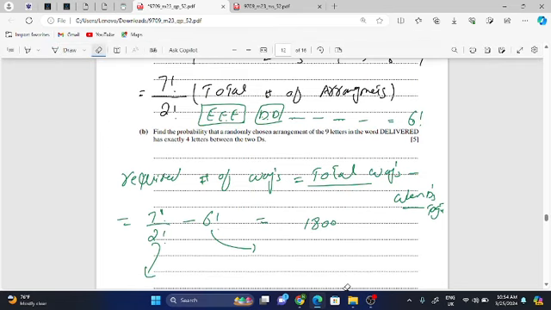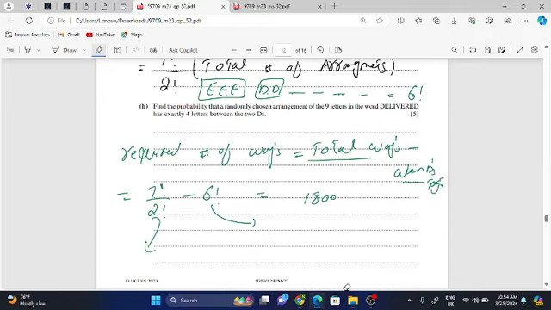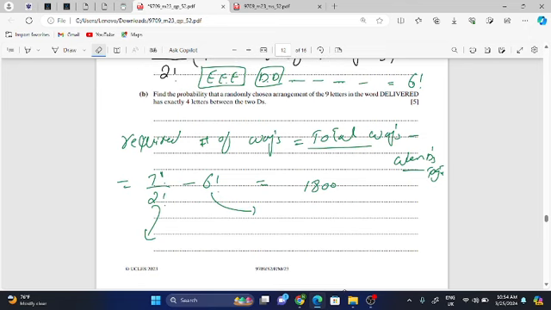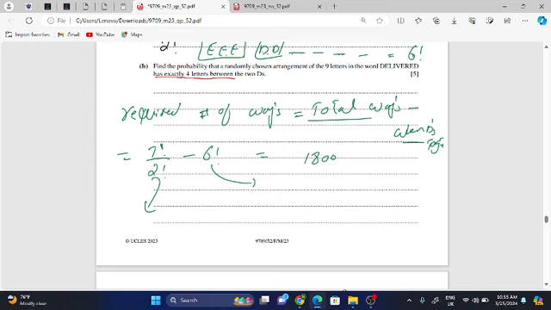Okay. Second is find the probability that a randomly chosen arrangement of 9 letters in the word delivered has exactly 4 letters between the two D's. So you can write 9 letter words, exactly 4 letters between two D's.